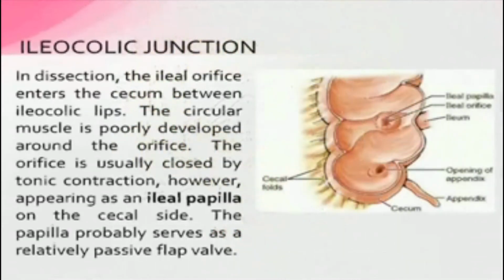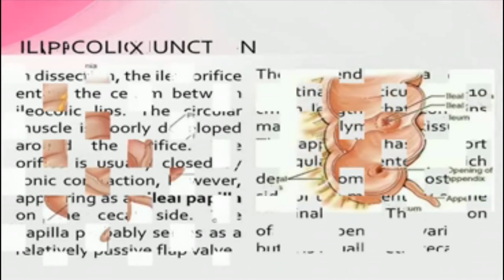In this section, the ileal orifice enters the cecum between the ileocolic lips. The circular muscle is poorly developed around the orifice. The orifice is usually closed by tonic contraction, appearing as the ileal papilla on the cecal side. The papilla probably serves as a relatively passive flap valve.